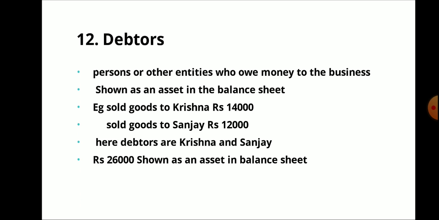12th one, debtors. Persons or other entities who owe money to the business. Shown as an asset in the balance sheet. Example, sold goods to Krishna, rupees 14,000. Sold goods to Sanjay for rupees 12,000. Here, debtors are Krishna and Sanjay. Rupees 26,000 shown as an asset in balance sheet.